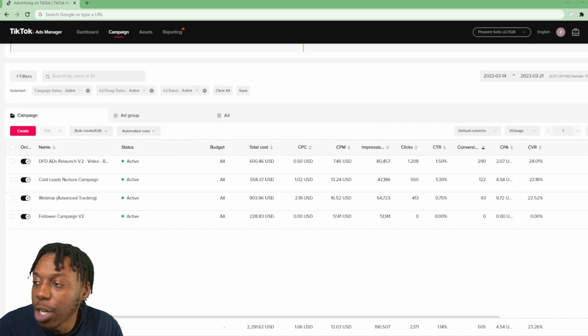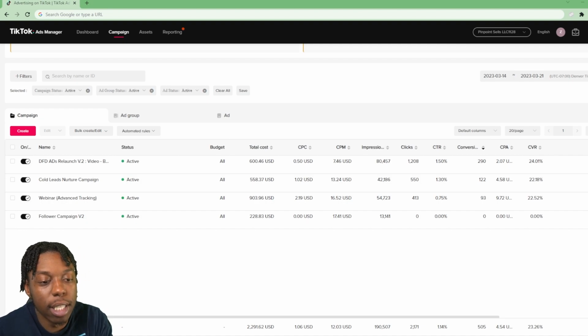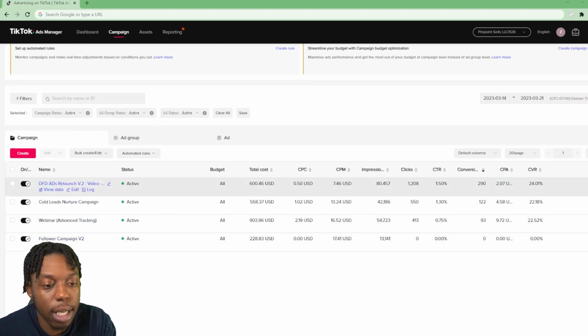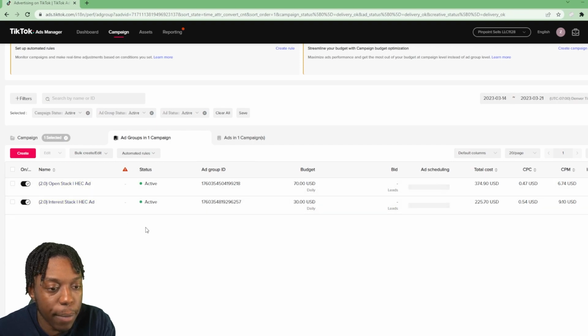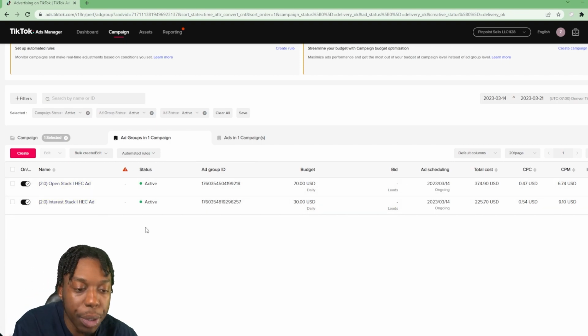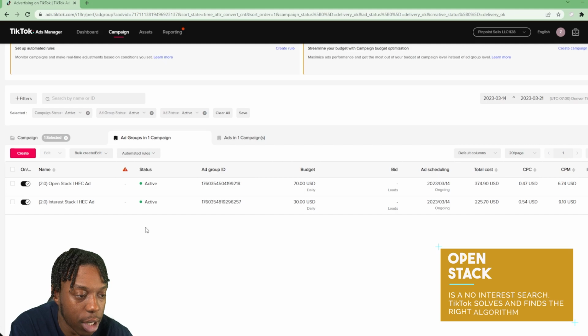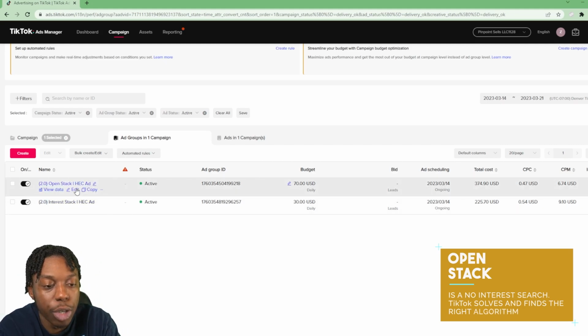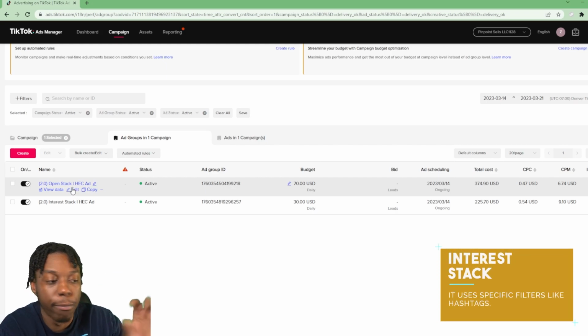All right, so now we're actually in the ads manager. Let's break down some of the campaigns that we have going on here. So this is the DFD ads relaunch V2. Basically, we're split testing between an open stack and an interest stack. Open stack is basically no targeting, there's no interest-based targeting whatsoever. We just have TikTok figuring out the algorithm.